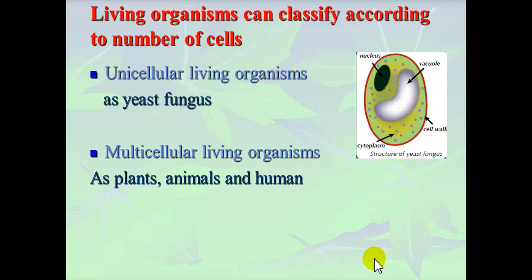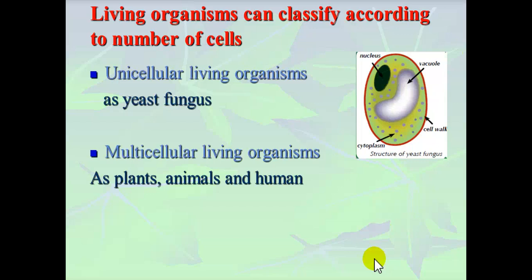The first type, we classify living organisms according to number of cells. The first type is unicellular living organisms, such as yeast fungus. In this type, the body of the living organism consists of just one cell. This cell does all biological functions.